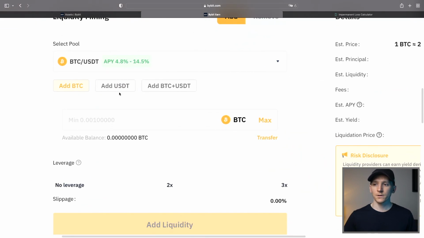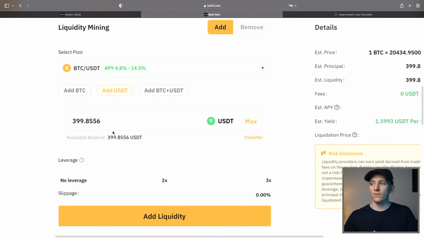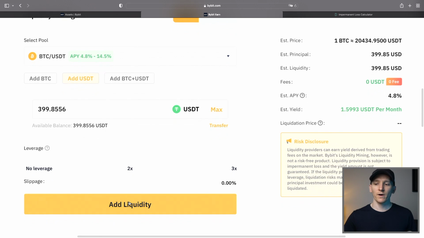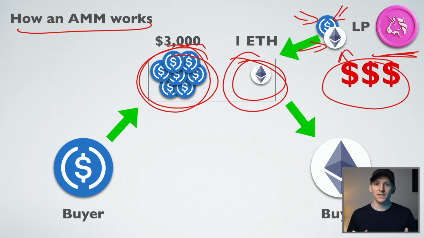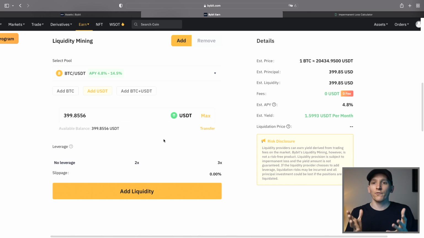So what I'm going to do here is just go add USDT and then click max. You can see I've got $400 in here. Now what this system is going to do is basically work out what the correct ratio is for me, and then I can just press add liquidity. Now with an AMM, what you really have is just a percentage of the pool. So if the pool's $1 million, you can put an amount in and you might have 1% of the pool. The reason why you'd have like 1 or 2% of the pool is there's an amount of trading fees that the pool makes each day, and if you own 2% of the pool, then you get 2% of whatever the trading fees it earned that day is.